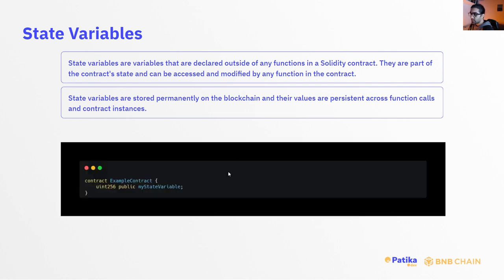So here is an example. The important thing here, as I mentioned, is that it should be inside the contract scope, and if there is any function, it should be outside of that function.